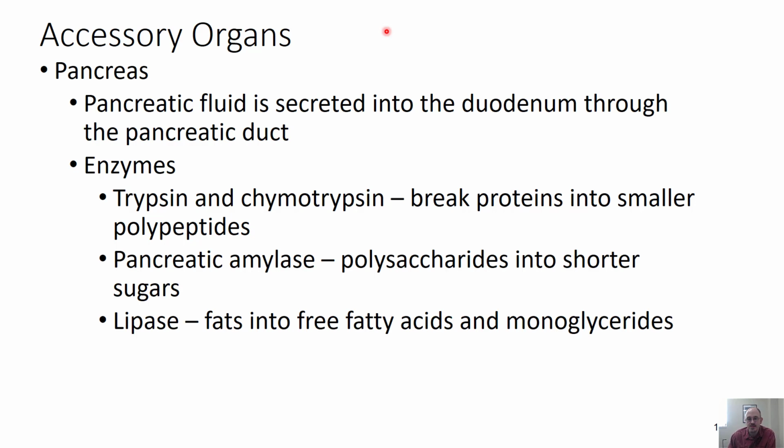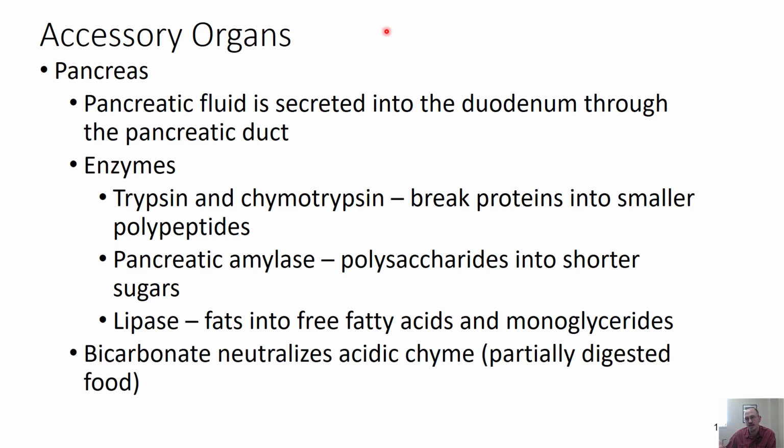Pancreatic amylase is also produced. This is going to break down polysaccharides into shorter sugars. So we're breaking down sugars into smaller and smaller pieces. So we're breaking down carbohydrates. Lipase is also produced. Lipase is an enzyme that breaks down lipids. It takes those fatty acids and things and begins to break them down into smaller individual pieces. So we're breaking down pretty much all of those major macromolecules that we talked about in Bio 1.